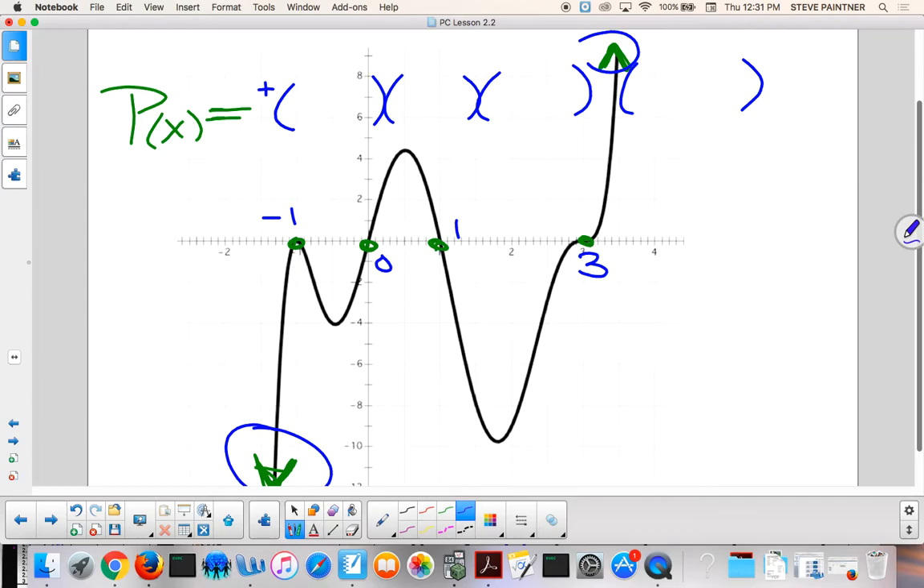Now look at your zeros. Your zeros create factors. This one would be x minus -1, plus 1. This one is x minus 0. But just do it, just x. Couldn't you just say x? Yeah. Okay, I'll leave it for now. This one's x what? -1. This one's what? X -3.